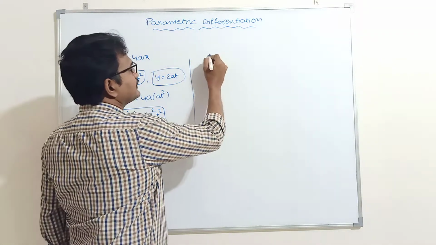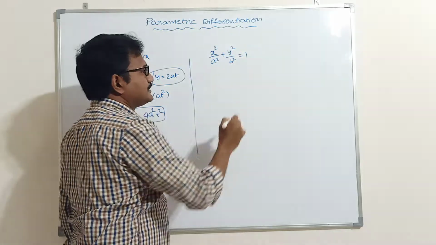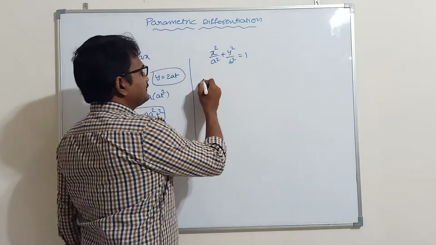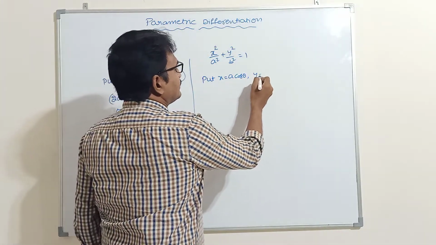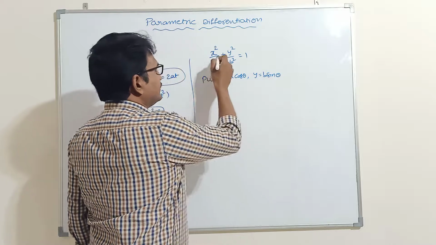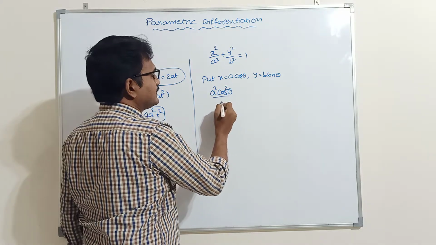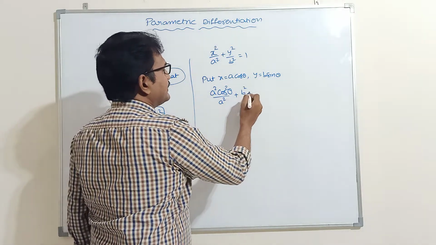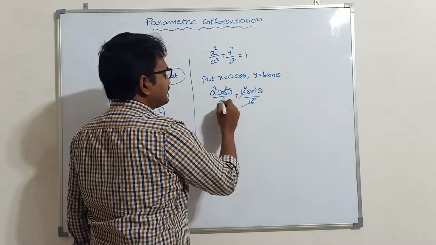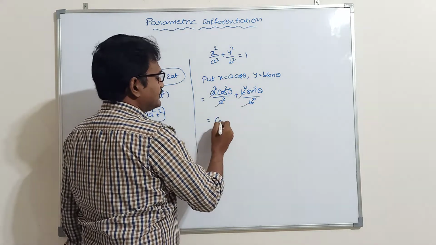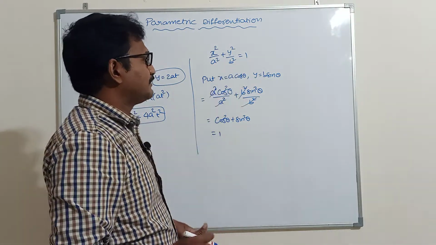Next, similarly, if you take the equation x square by a square plus y square by b square is equal to 1, this is called the ellipse equation. In the ellipse equation, I replace x with a cos theta and y with b sin theta. Then x square means a square cos square theta by a square, plus y square means b square sin square theta by b square. B square gets cancelled, a square gets cancelled. Then what will we get? Cos square theta plus sin square theta, which is equal to 1, which is equal to the right hand side.